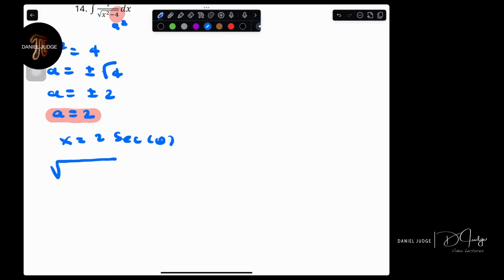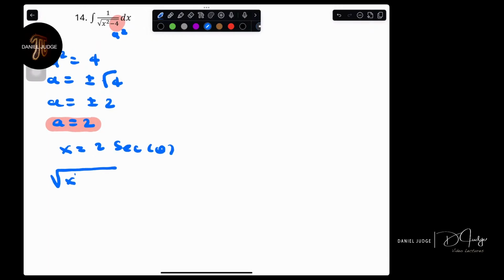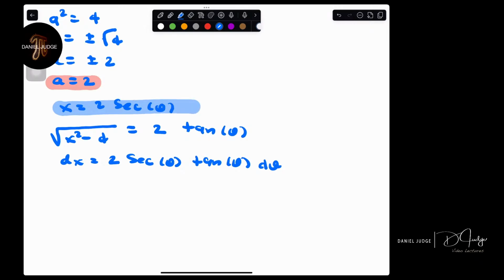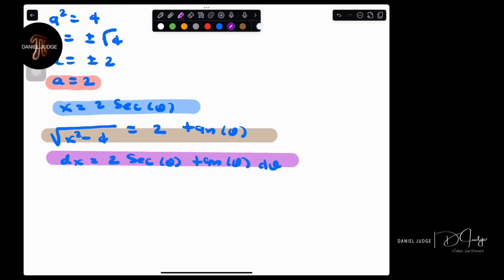The radical x squared minus 4 gets replaced with a, which is 2 tangent theta. But don't forget we need the dx. So dx will be 2, the derivative of secant is secant tangent. And that's our d theta. So let's get our colors out. This is x, the radical, dx.